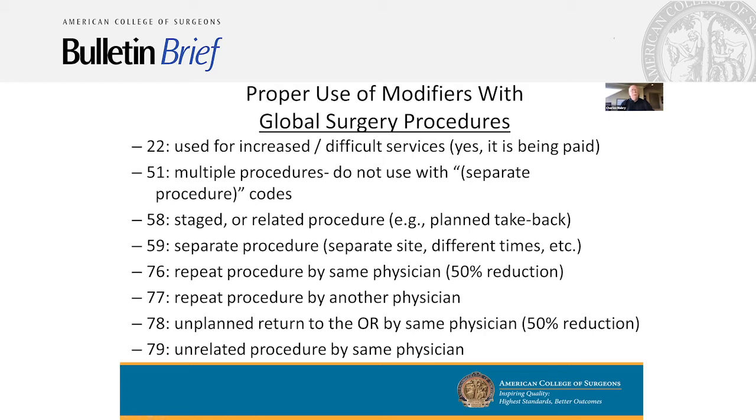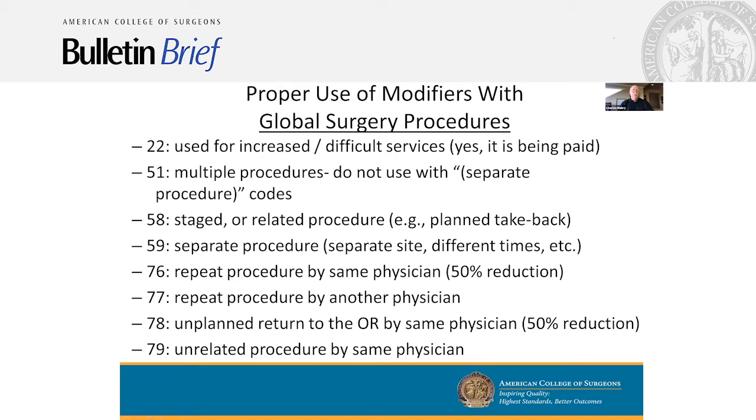So for instance, if you do, let's make this up, a resection of part of the wall of a bladder, and then you also do a colon resection for colon cancer, then those are two separate procedures, but you can use those together if you use a 51 on the other procedure.